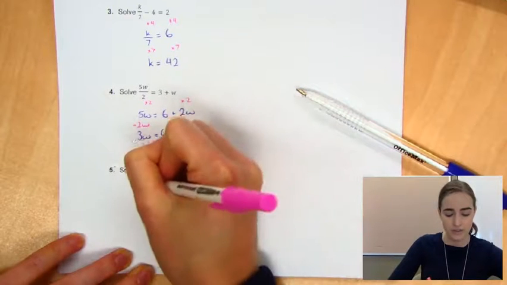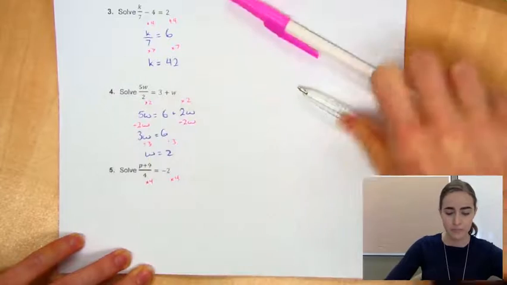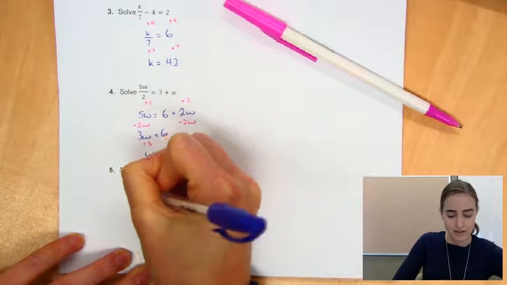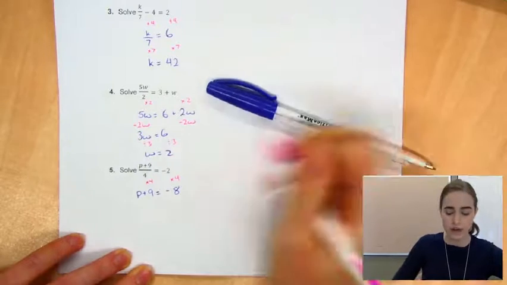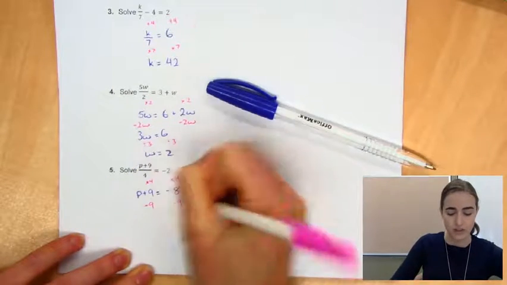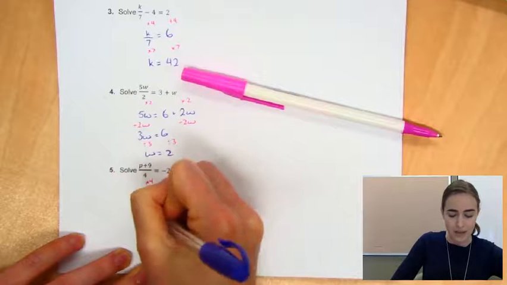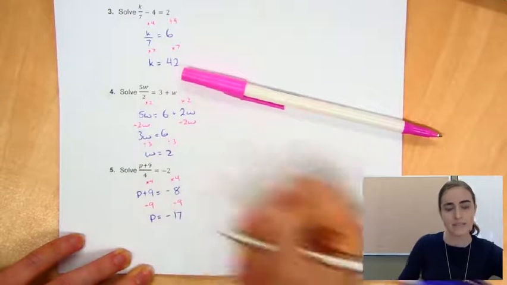So we're going to multiply both sides of the equation by 4. And we'll have p plus 9 is equal to minus 8. And then we'll subtract 9 from both sides of that equation to end up with p equals minus 17.